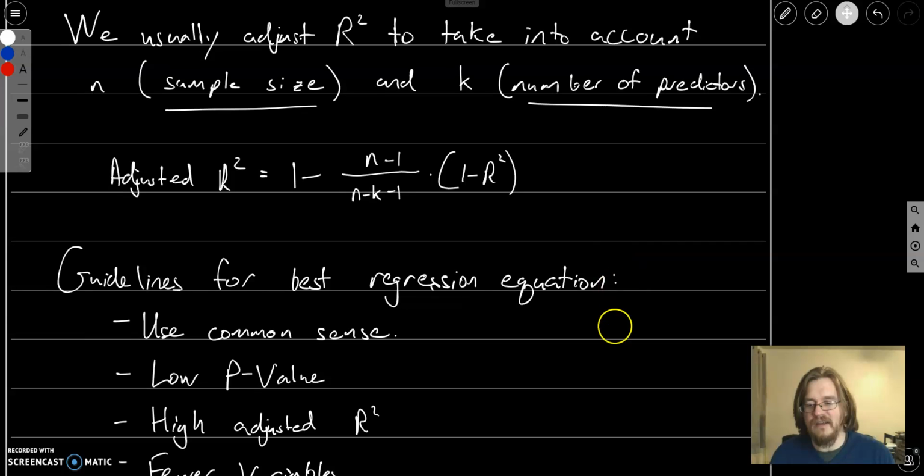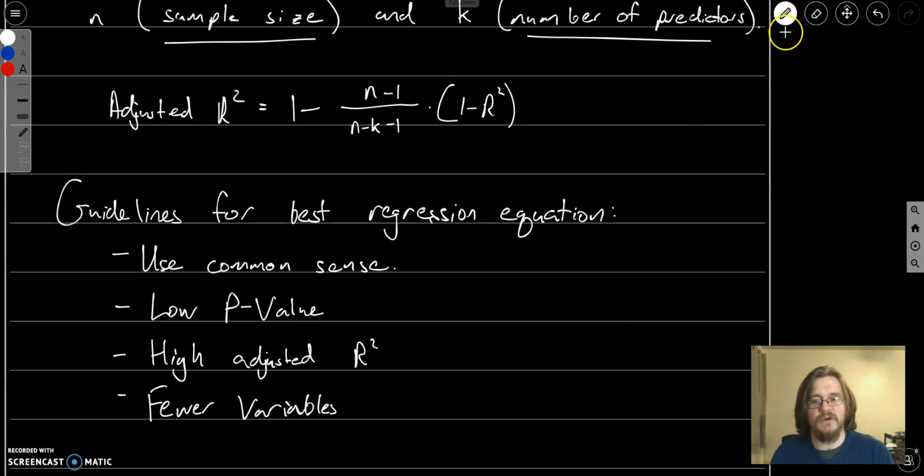So the guidelines for determining what the best regression equation is: first of all, you'd want to use common sense. If you're trying to predict someone's height, the color of their shirt is not necessarily going to be very relevant. So using common sense, quite often we can begin to throw away a few of the variables, thinking, okay, this isn't going to be relevant, this isn't going to be relevant. We don't want to do that too much.